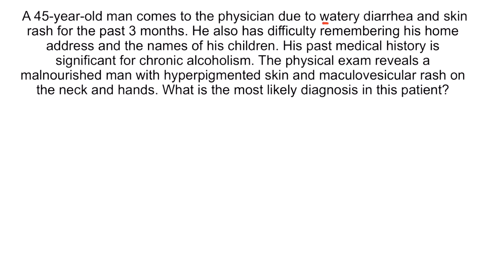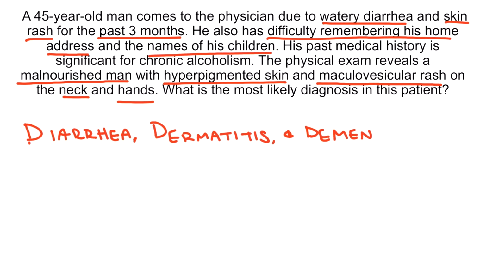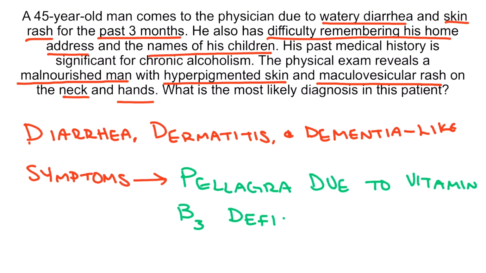This patient presents with watery diarrhea and skin rash for 3 months. Physical exam reveals a malnourished man with hyperpigmented skin and maculovesicular rash on the neck and hands. He also has difficulty remembering his home address and names of his children. Diarrhea, dermatitis, and dementia-like symptoms suggest the diagnosis of pellagra due to vitamin B3 deficiency. Pellagra is even more likely given his chronic alcoholism because alcoholics are prone to malabsorption and vitamin deficiencies.